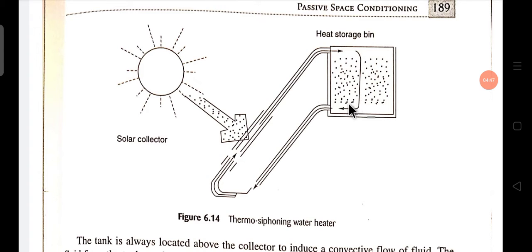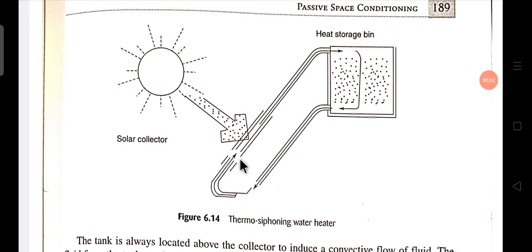The cold water goes through the pipe, and these pipes are insulated or covered with insulated coating, and then it goes to the collector here. This solar collector, or flat plate collector or any solar collector, heats the water, and due to the heating, the density of the hot water is less than the density of cold water.